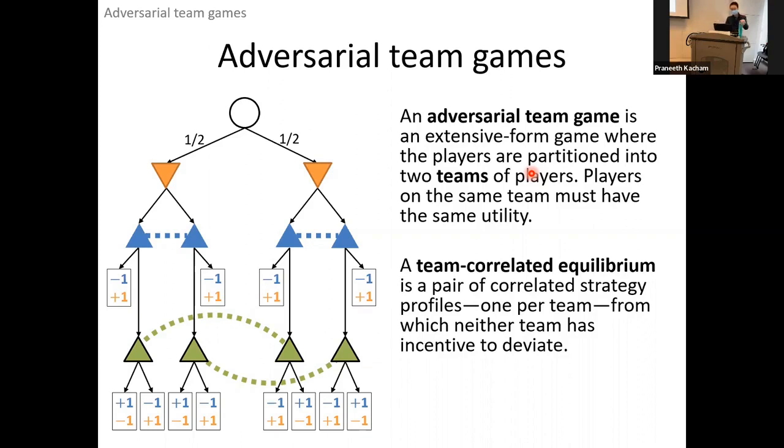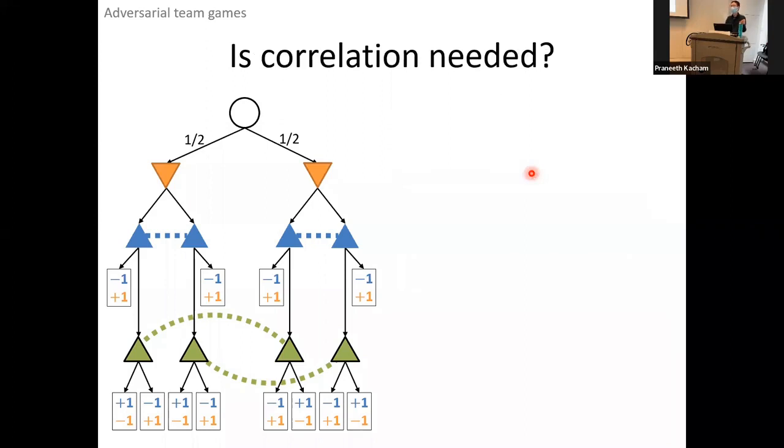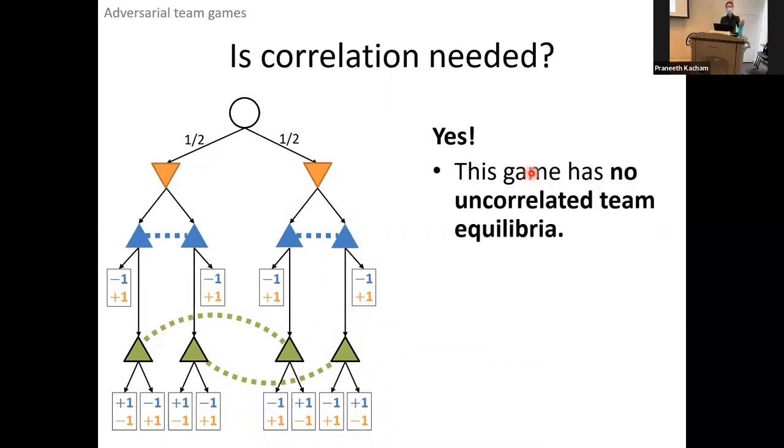Okay. The first question is, is correlation even needed to define this concept? One could possibly remove the word correlation from this entire slide and talk about equilibrium if there is no correlation. Is that possible? Well, turns out no, correlation is needed. And indeed, this game right here has no team equilibrium without correlation.